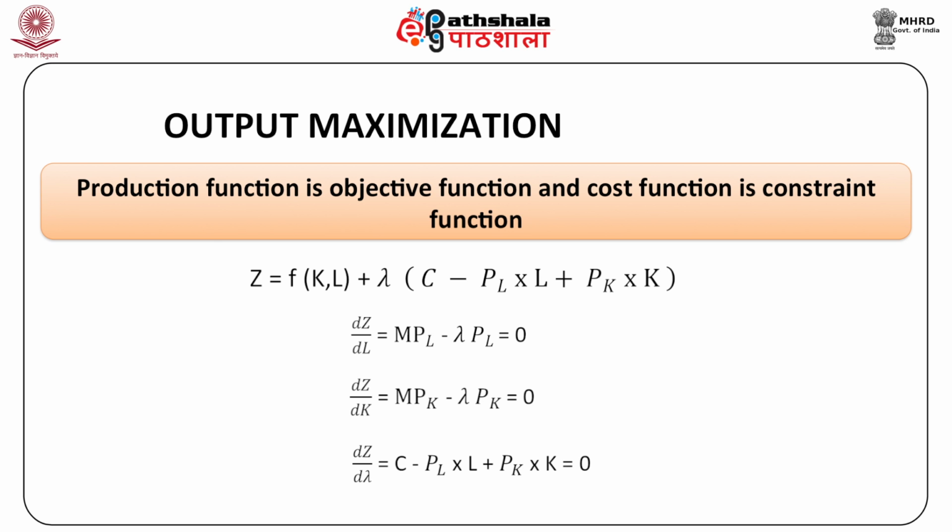Differentiating equation 9 with respect to capital, labor and lambda and equating it to 0, we get del Z by del L is equal to MPL minus lambda PL, which is equal to 0, denoted by equation 10. Del Z by del K is equal to MPK minus lambda PK, which is equal to 0, denoted by 11. Del Z by del lambda is equal to C minus (PL into L plus PK into K), which is equal to 0, denoted by 12, where MPL and MPK are the marginal productivity of labor and capital respectively.